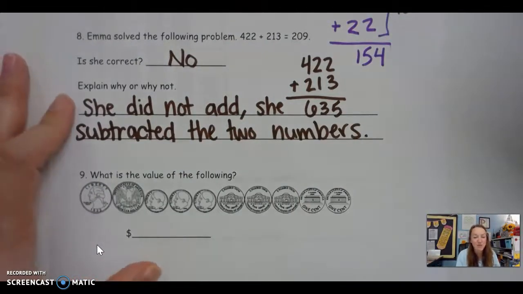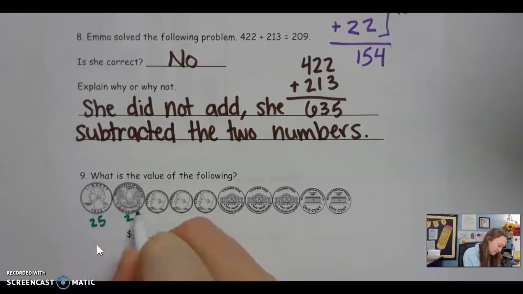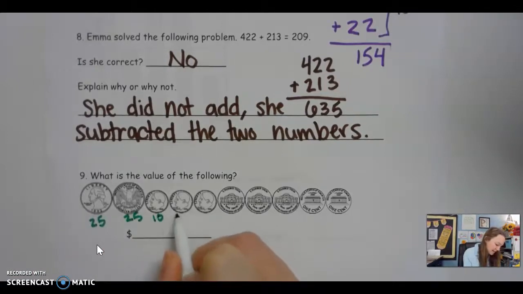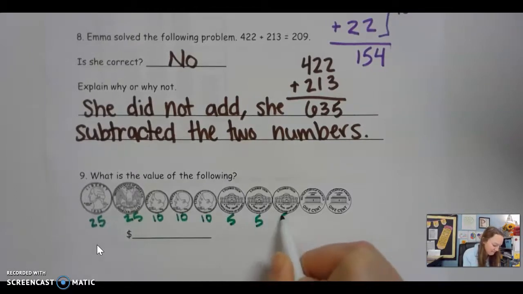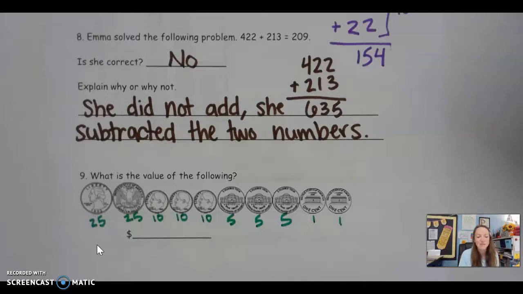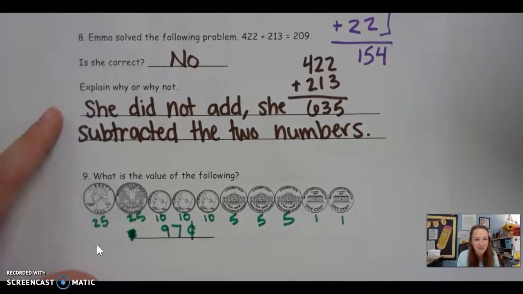What is the value of the following? So we have 2 quarters, 25 and 25. We have 3 dimes, 10, 10, 10. We have 3 nickels, 5, 5, 5, and we have 2 pennies. So if I were to add those numbers up, 25 plus 25 is 50, plus 10 is 60, 70, 80, plus 5 is 85, 90, 95, 96, 97. So this is actually 97 cents. We're going to use that cent sign. We don't need that dollar sign that's there.